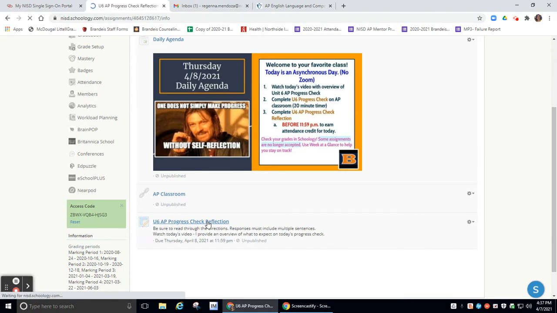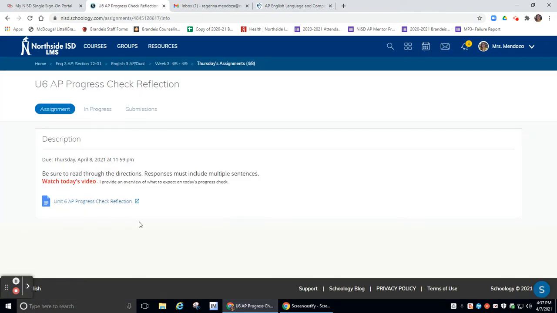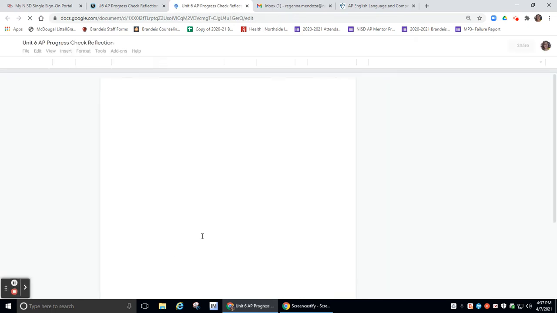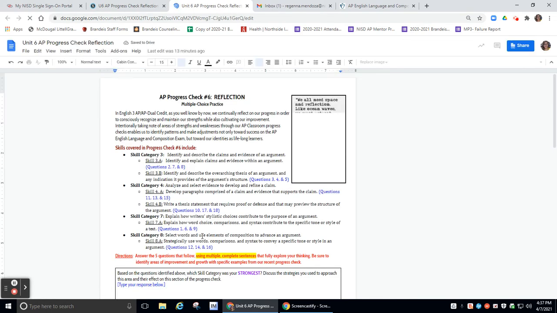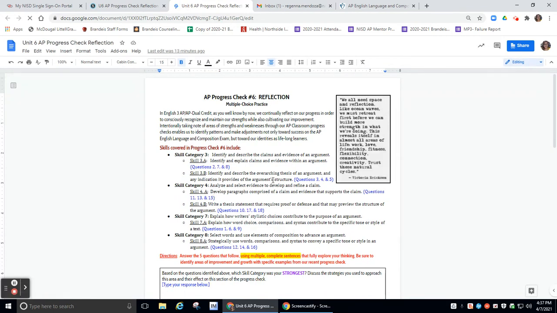If you open up your progress check reflection, you'll be able to see the skills that are being tested, so you know ultimately what concepts you want to look for as you're looking through the answer choices and the questions. And so right here, they're given to you based on number. Again, your skill category 3 is about looking at claims and evidence. And so you have to be able to look at the overarching thesis to then figure out what the claims and evidence are. Remember, that's what the line of reasoning means. Can't have a line of reasoning without claims that support a thesis statement.